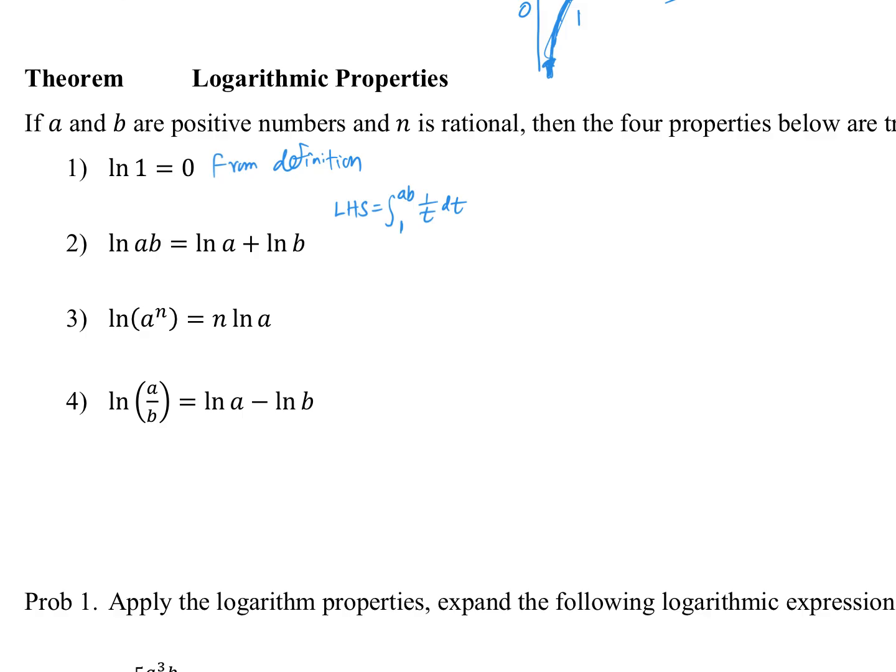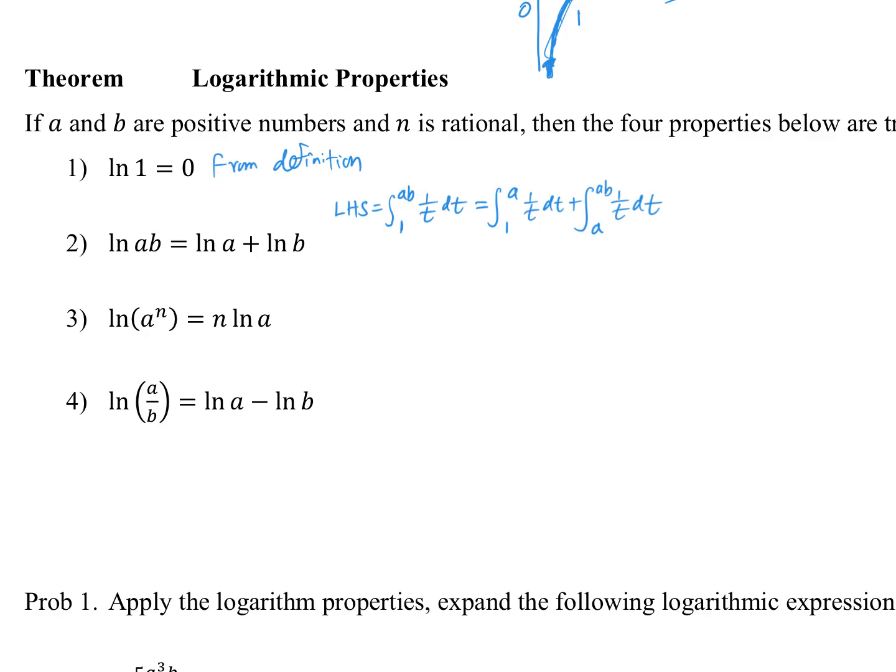One of the integral properties is what we call the additive property. So we can break it into two parts. The first one is the integral from 1 to a of 1 over t dt, plus the second one, from a to ab, of 1 over t dt. The first one is actually ln a, so we have that established. We just want to show that the second is actually ln b, then we are done.